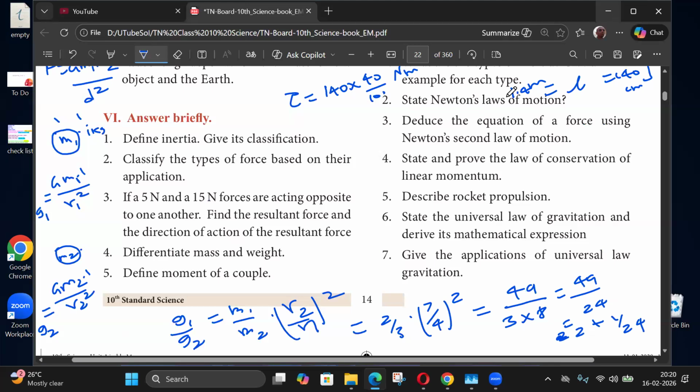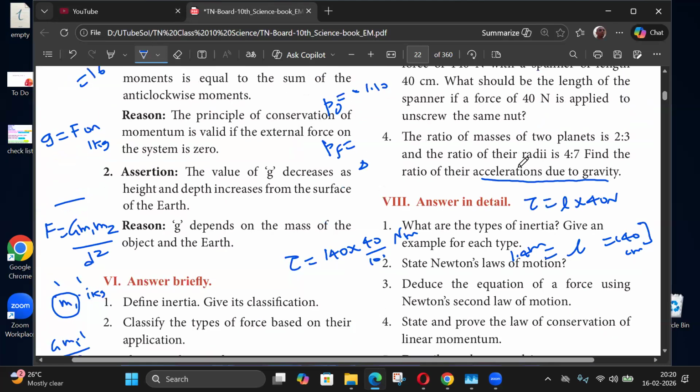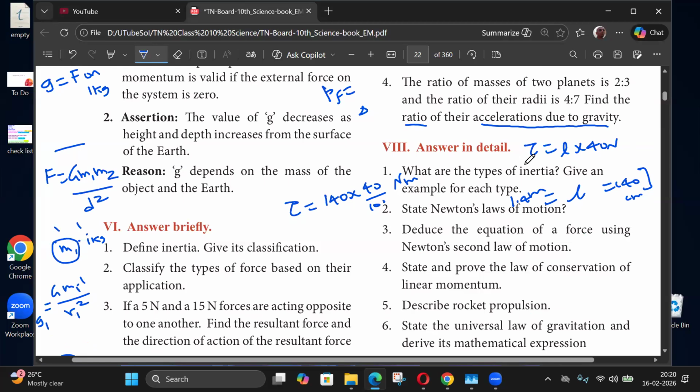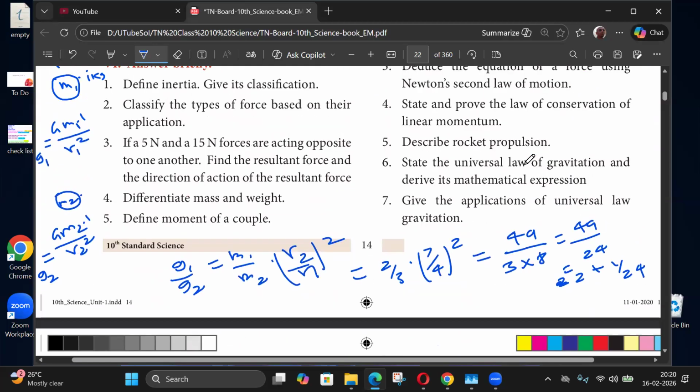What is the answer for g1 by g2? No, just the ratio, right? You don't have to find the values. You don't have to calculate all that. Do the calculation in the end. It is 2. Yes, sir.